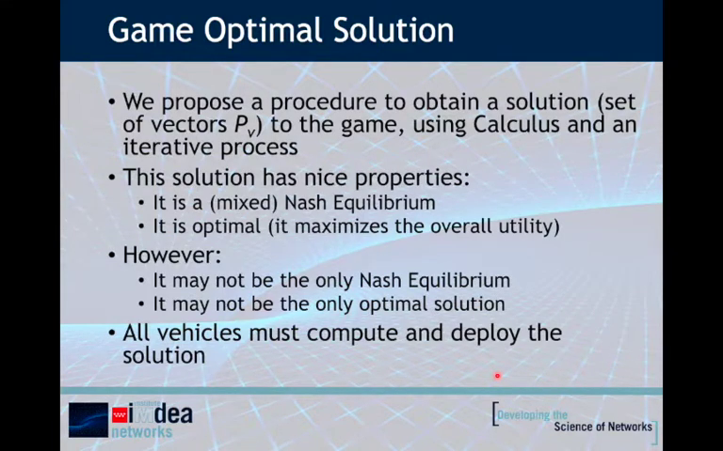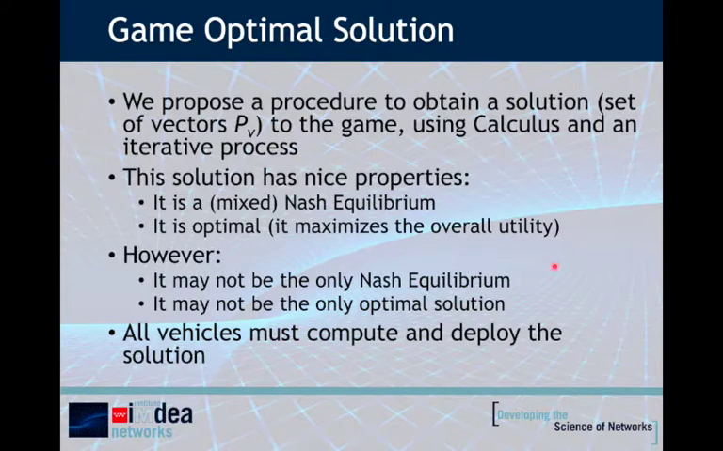I'm not going to go into the details, but we are able to propose a procedure to obtain such a solution, which is a set of vectors P_V for the game. The process to find the solution involves calculus and an iterative process. What we can show is that this solution has very nice properties. In particular, it's a mixed Nash equilibrium, mixed because what we're giving is a vector of probabilities, and it is optimal, so it maximizes the overall utility.